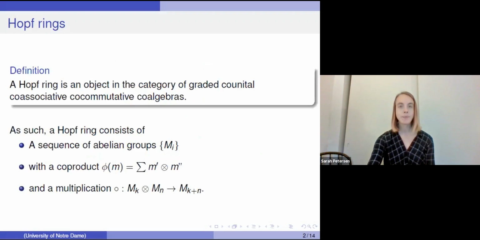First, recall that a Hopf ring is an object in the category of graded co-unital, co-associative, co-commutative coalgebras. And as such, one consists of a sequence of abelian groups, M sub i, together with a coproduct and graded multiplication, here denoted with the circle product.